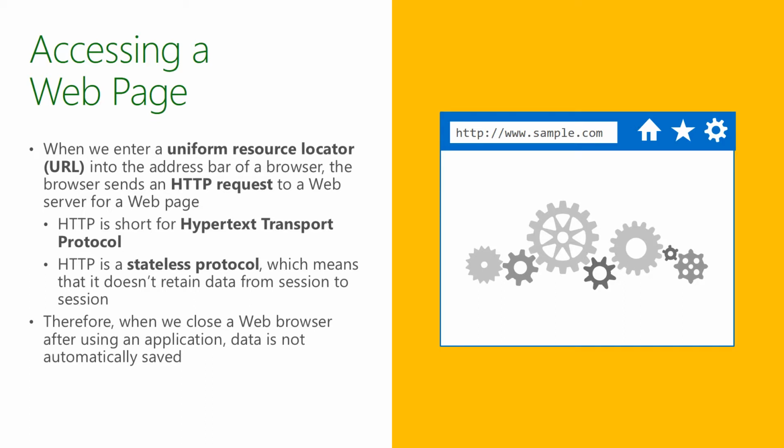So when we close a web browser, when we've been using HTTP, after the application has been used, the data is not automatically saved. Basically, if you're just using HTTP and you close the browser, none of that data is going to be remembered. I know that there's ways around that, which is one of the things that's going to be discussed later on in the course. But just remember, HTTP itself is a stateless protocol.